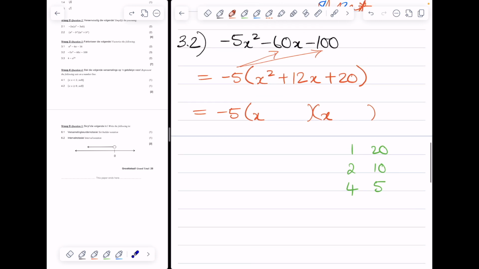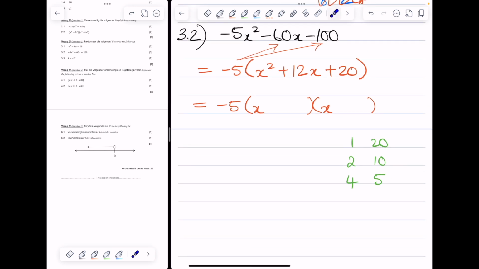So if it is a positive number I'm looking for, and I know my third term is positive, I know both signs must be the same, and those same signs would be two pluses or two positive signs. And then it doesn't really matter where I put the 2 and the 10 because it's positive. That's the nice thing about positive numbers and addition. I can put the 2 there and the 10 there, or vice versa.